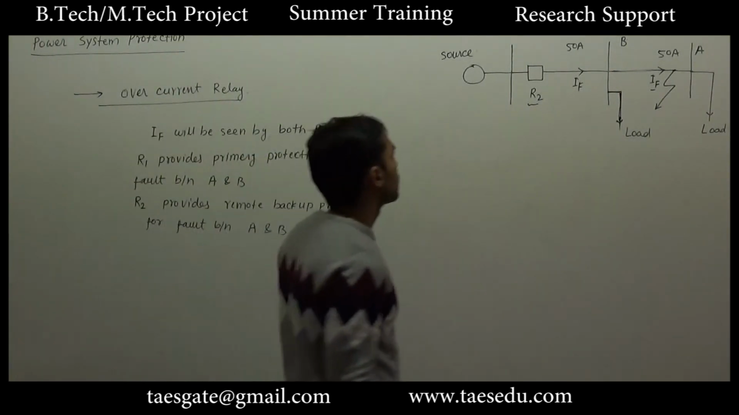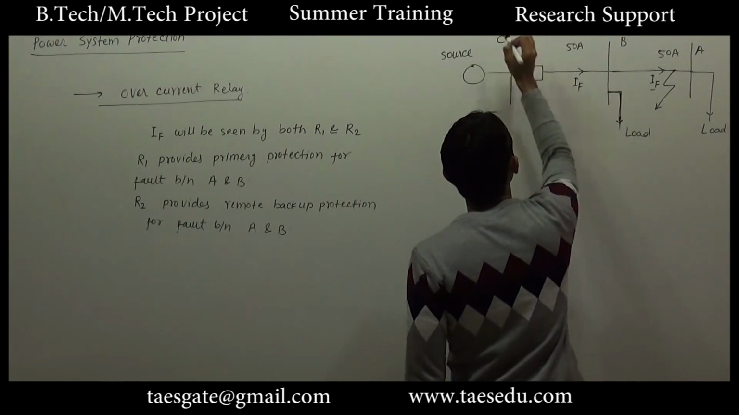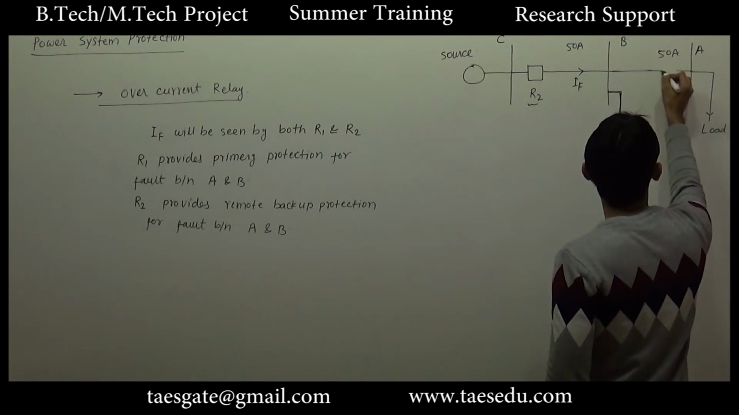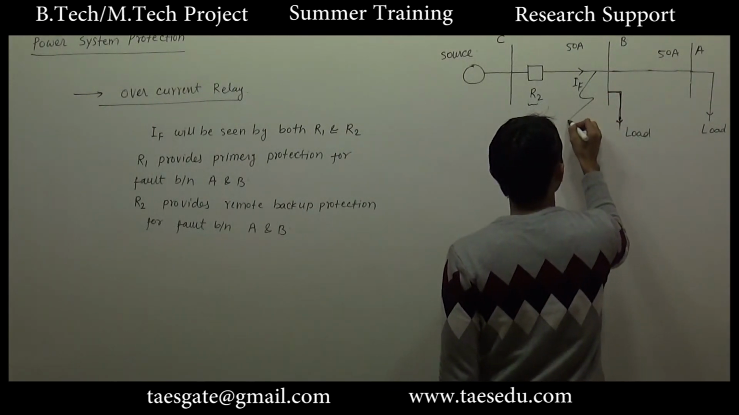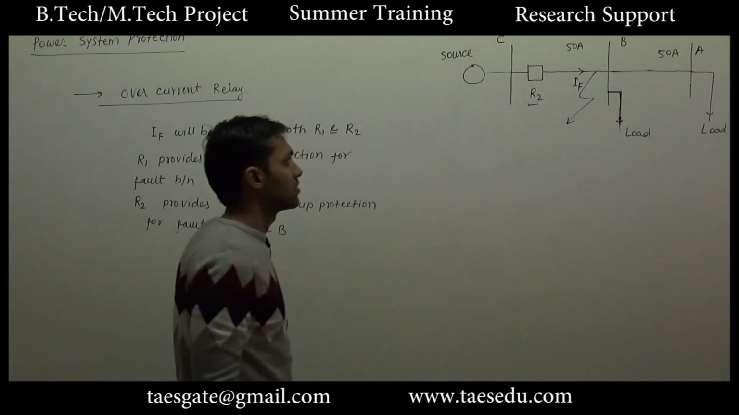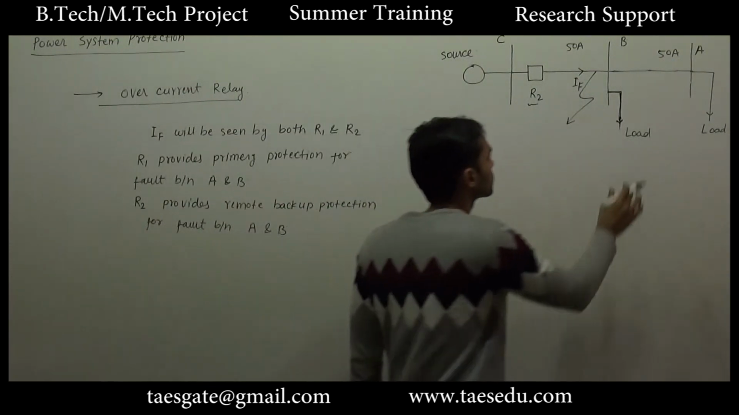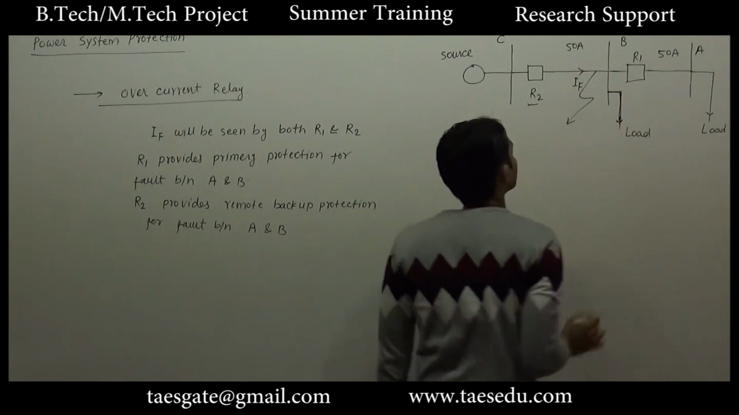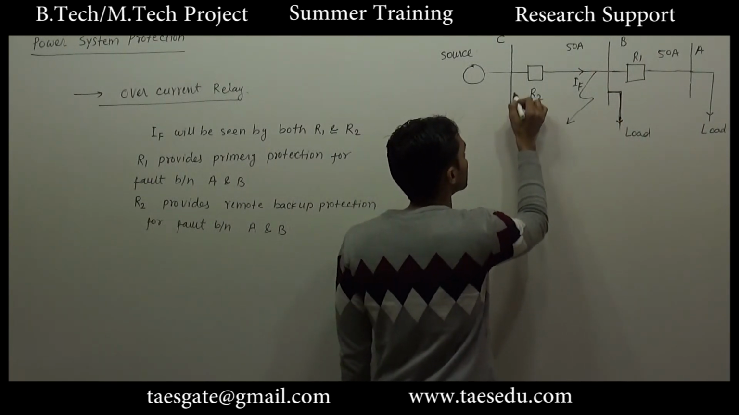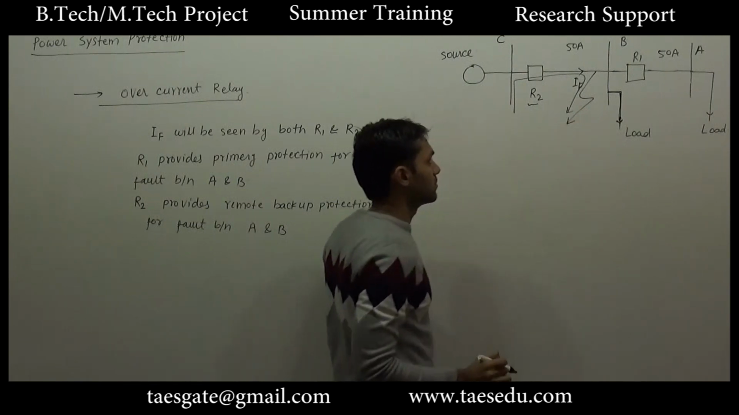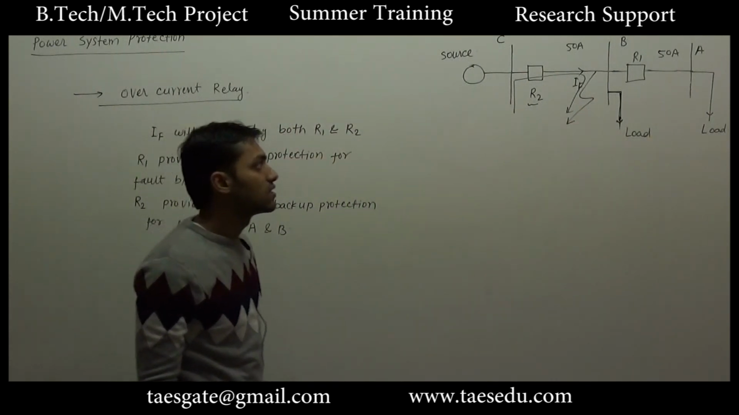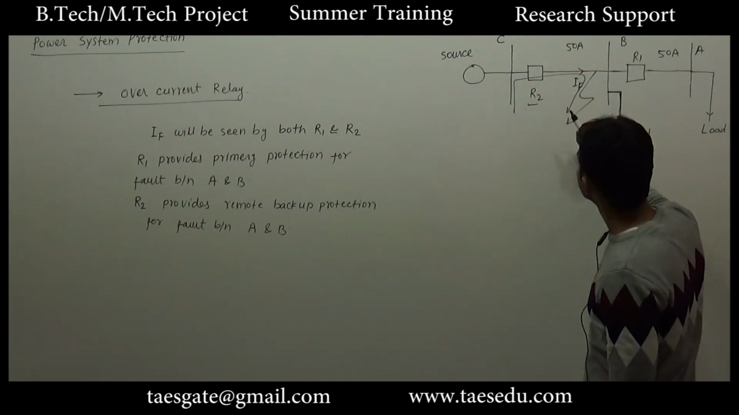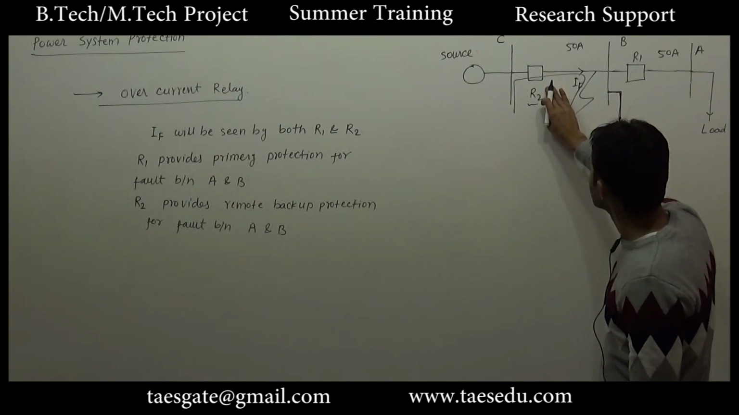Okay, now consider a fault between bus B and let's say this is bus C. Let's say a fault occurs at this point. So for this fault, this is relay 1, this is relay 2. If fault occurs at this point, the fault current will flow like this. Okay, so this fault current will not be seen by relay R1. Okay, this fault current will only pass through R2. Okay, that will provide primary protection.